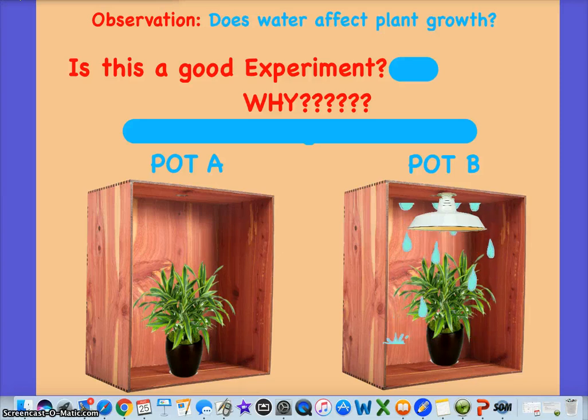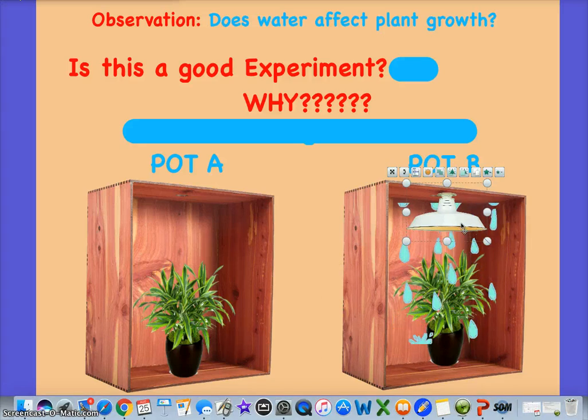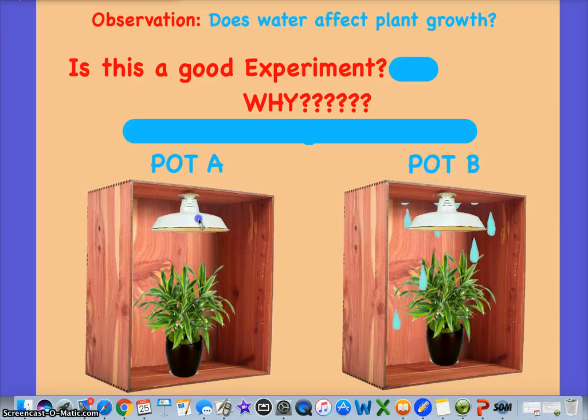What else does pot B have? I think that's the heat. Is that heat? That's heat or light. If I want to test if water makes a plant grow only, I would need to add this light to both pots, A and pot B. So now everything is constant. I have the same pot, I have the same plant, I have light on both plants, and the only thing I'm testing is water because that's the only extra thing I added.